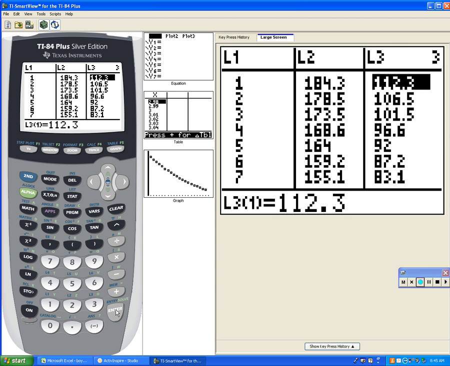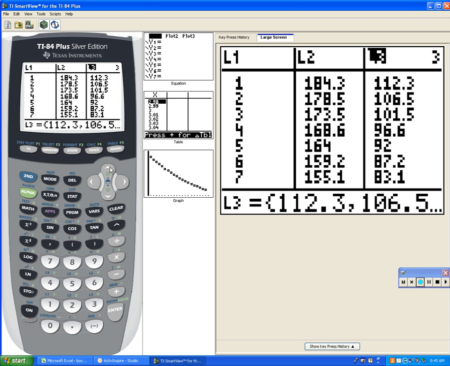Okay, so what you need to do is you need to go over to L3, okay? And you need to go all the way up to the top so that the L3 is highlighted. And that's where you're going to type in L2 minus 72. So the L2 is above the 2. And since it's blue, that means you hit the blue second button to access that. And then minus 72, and then enter. And what that does is it automatically subtracts 72 from all of these numbers right there. So now your L2 and L3 are the same, except the numbers in L2 are 72 bigger.